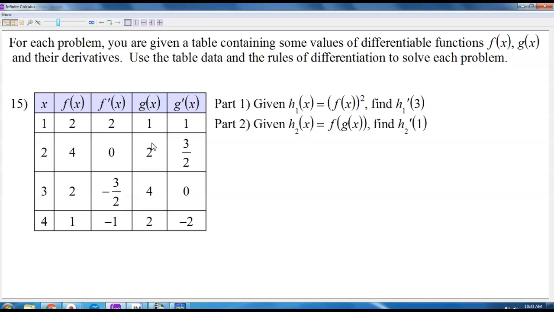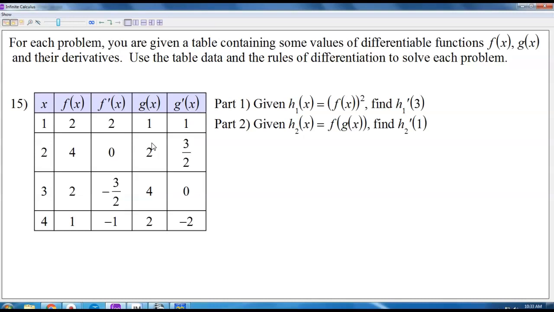Alright. So, first one, your derivative would be 2 times f of x to the first times f prime of x. Hopefully this is getting redundant at this point. Then I'm plugging in 3, so I'm just going to save a little step here and put 3 in all those slots. F of 3 is 2, so 2 times 2, and then f prime of 3 is negative 3 halves. So those will cancel, and then that's negative 6. How many had negative 6 for the first one?